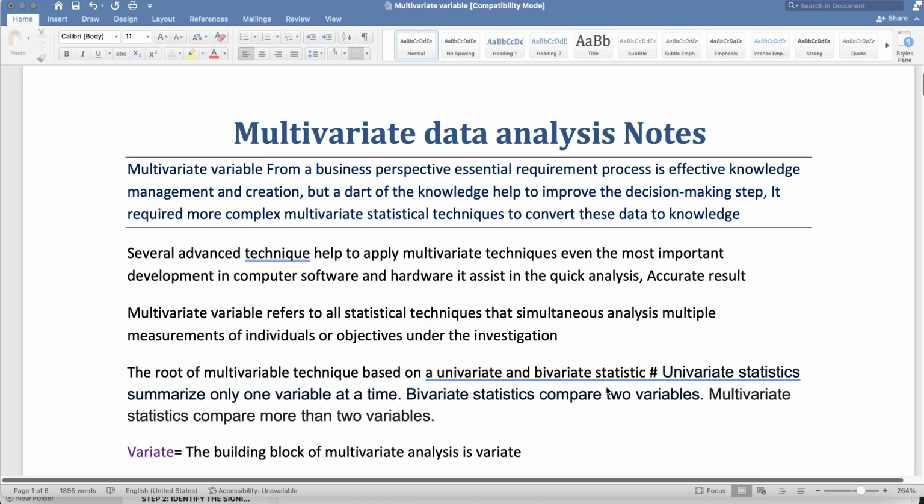Even the most important development in computer software and hardware assists in quick analysis and accurate results. Because of the technological advancement in multivariate analysis, we can get quick analysis and accurate results. Multivariate analysis refers to all statistical techniques that simultaneously analyze multiple measurements of individuals or objects under investigation. The root of multivariate techniques is based on univariate and bivariate statistics.